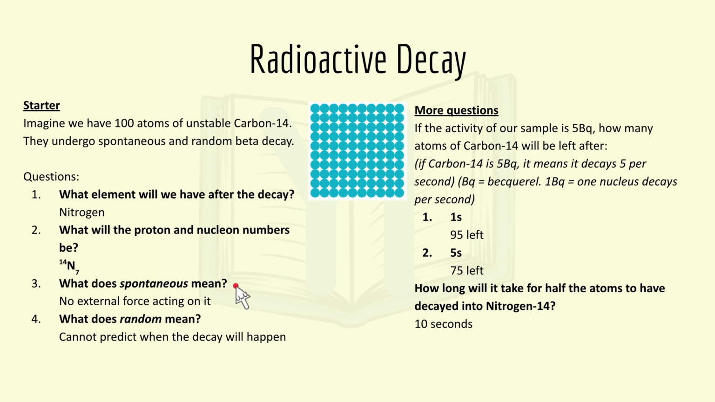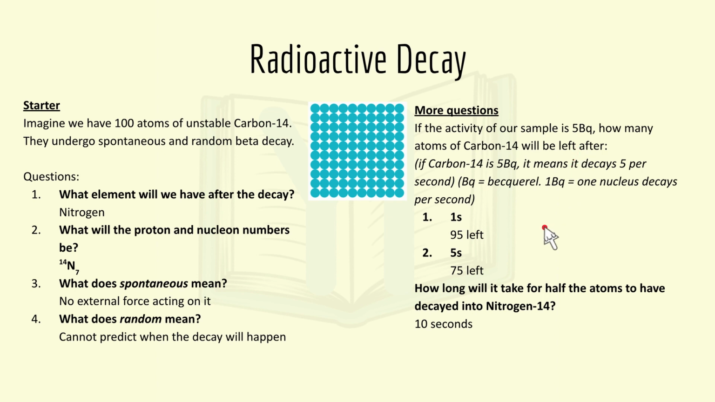And what does spontaneous mean? It means that there's no external force acting on it. And what does random mean? It means that we cannot predict when the decay will happen. So here are more questions. You can have a read. Bq means becquerel, and 1 becquerel means 1 nucleus decays per second. 5 becquerel means 5 nuclei decay per second.